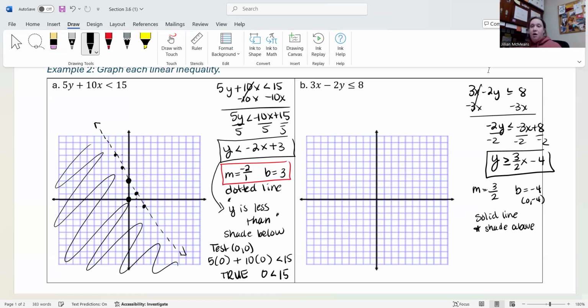So as long as you solve for y, the inequality tells you where you're going to shade. If you have a greater than, you're going to shade on top of the line. If you have y is less than, you're going to shade below the line. But we always test a point just to be safe, okay? So let's go ahead and get our line, and then we'll test a point.